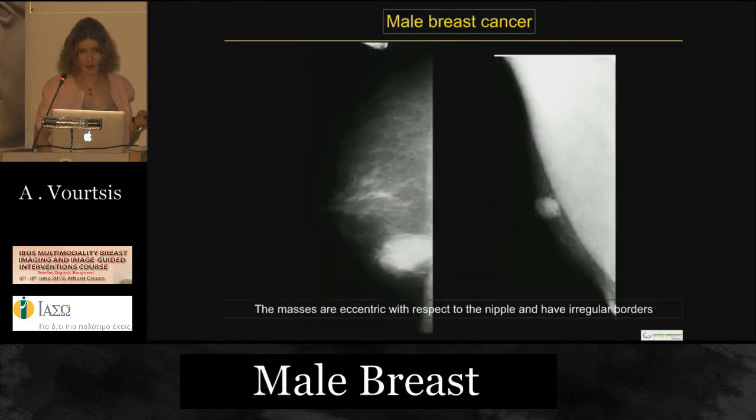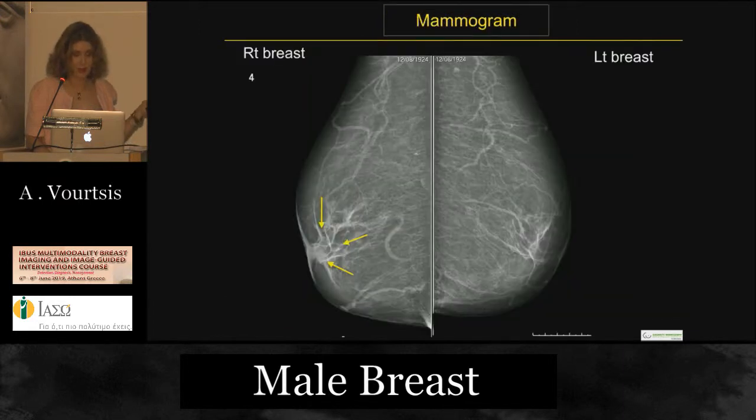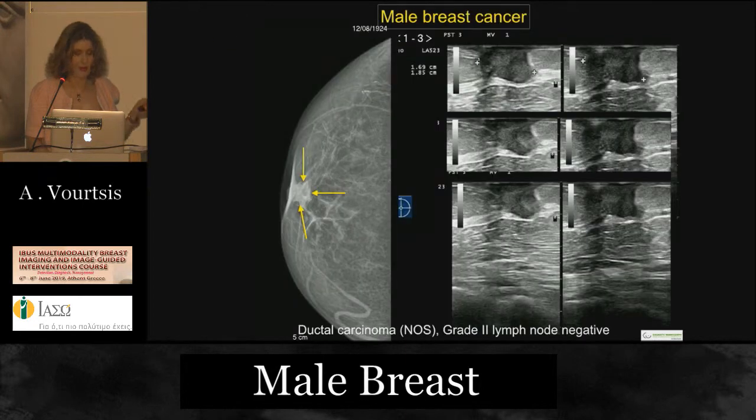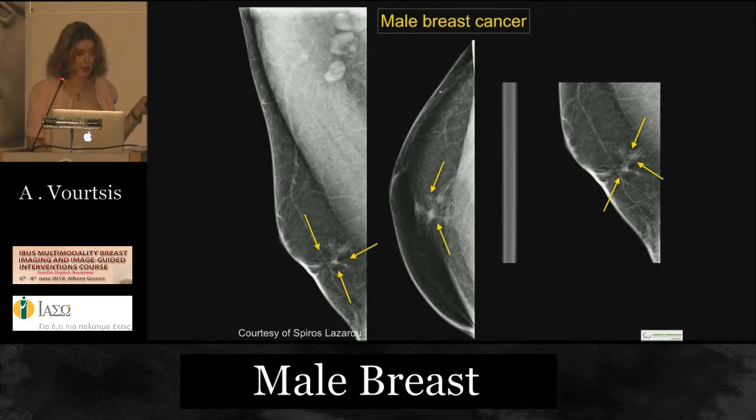I want to apologize that some images are very old, but because this type of cancer is extremely rare, I wanted to share all these cases with you. So you can see here the mass is eccentrically located with respect to the nipple, has irregular margins, 2 different cases here. You can see on the right breast the thickness of the nipple and the mass located behind the nipple, and this is the corresponding breast ultrasound with suspicious descriptors.